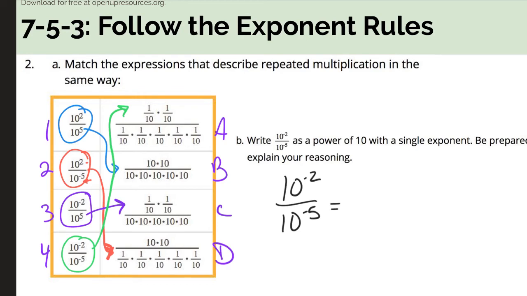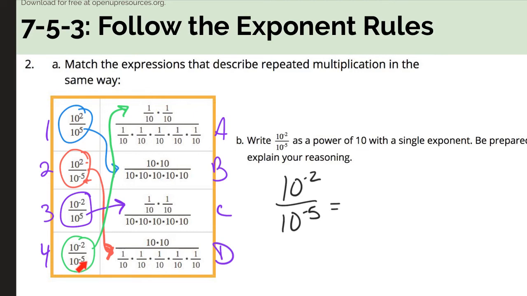Okay, this is how the rest of them match up. Number 1 goes with B. That is a pretty basic one. We've seen that before. Number 3, 10 to the negative 2nd. That's this right here, where your 10 is in the denominator, and then your 10 to the 5th is just kind of normal right here, so that matches with C.